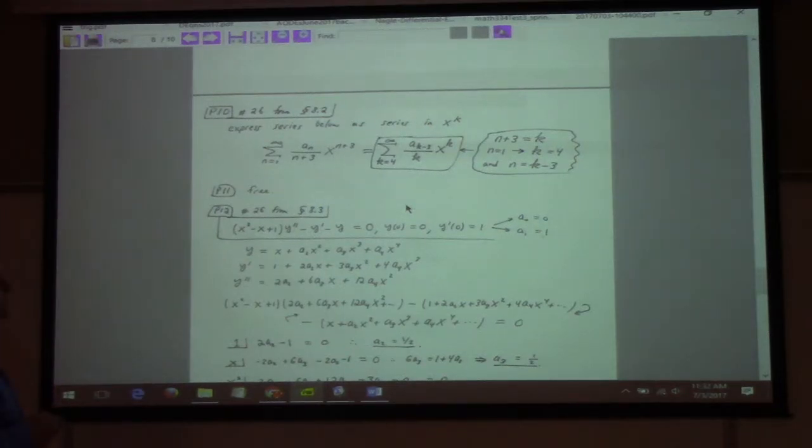To convert that to x to the k, we simply make an n plus 3 equals k substitution, which means k starts at 4 if n starts at 1, right? And a sub n is going to be k minus 3, so I have a sub k minus 3 over k, x to the k. The point of this problem, and all those problems, is a warm-up, right? I really should have put this problem earlier in the homework, before the y prime prime minus xy equals 0. That would have been more logical.